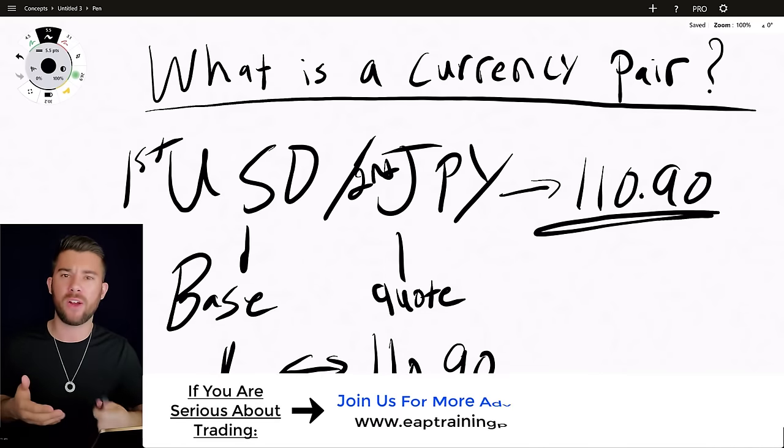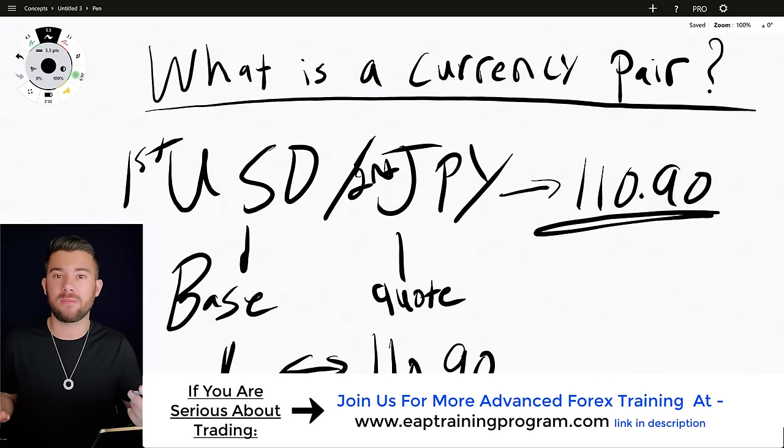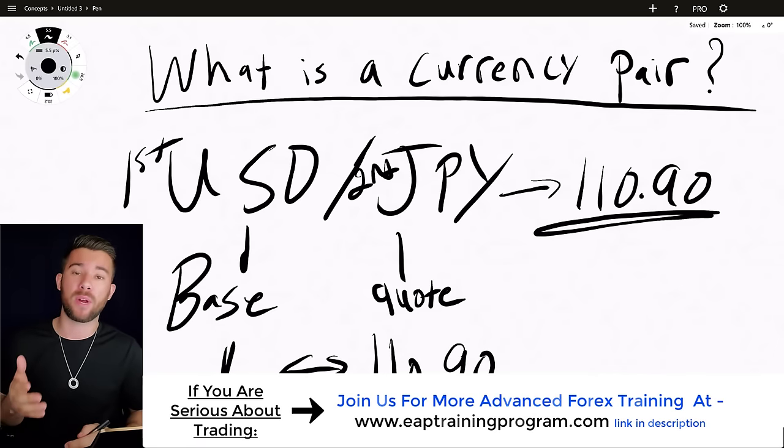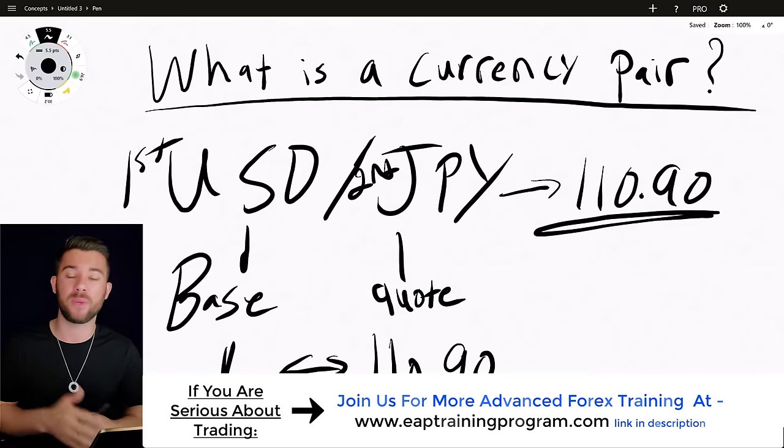So that was a look at what Forex is itself, and also what is a currency pair, in case you were struggling with that or didn't know, or essentially in case you were coming into the market as a brand new trader and needed this lesson. I hope it was valuable for you.